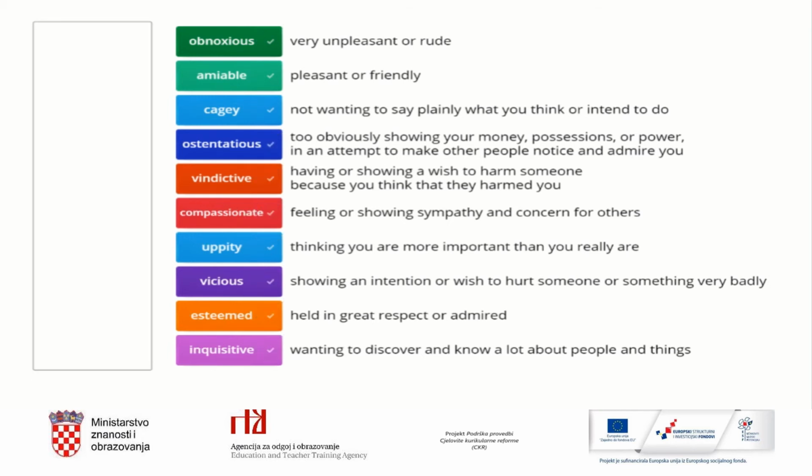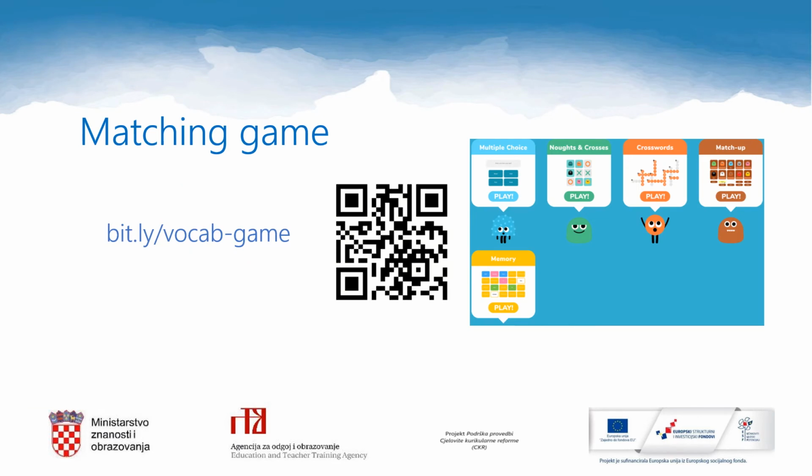Well done. If you're into games, here is another one for you. Choose the matching exercise and form compound adjectives, that is, adjectives which consist of two words and are hyphenated. Some examples are short-tempered, middle-aged, and open-minded. Pause the video and play the game.